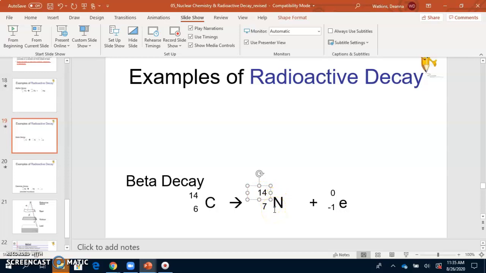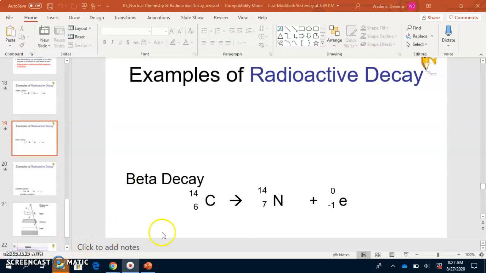But you can also do the math. So if we start with 14 and we gain a proton, that's going to increase our mass number to 15. But if we lose an electron or lose a neutron, it is going to decrease our number back down to 14.